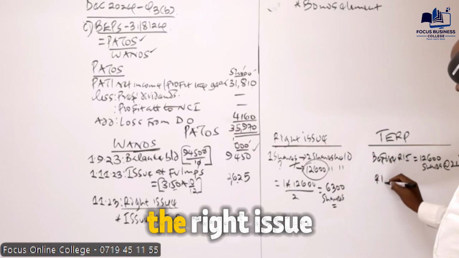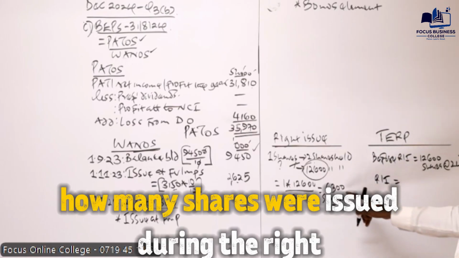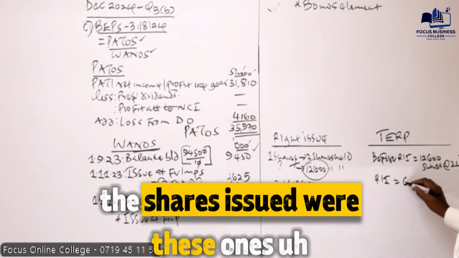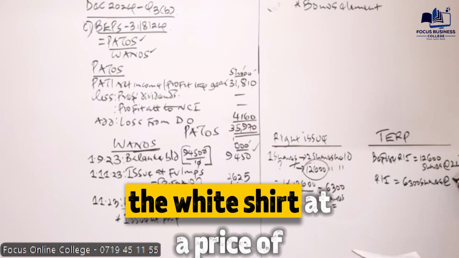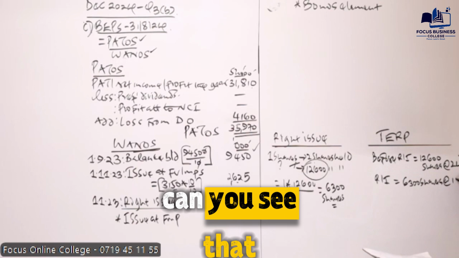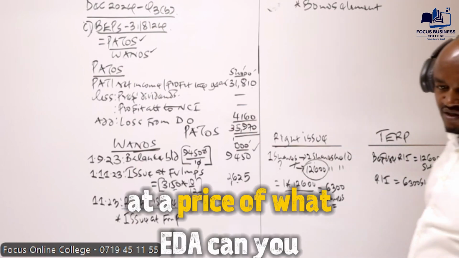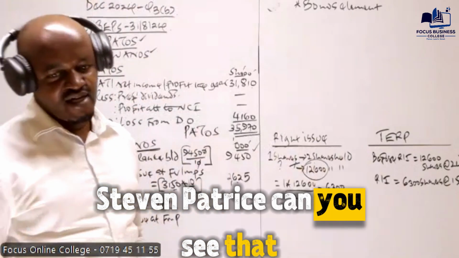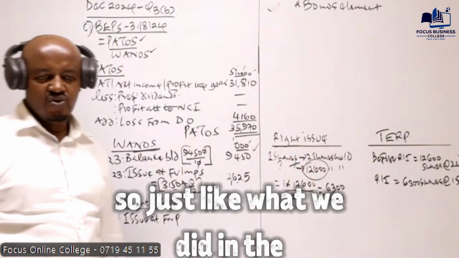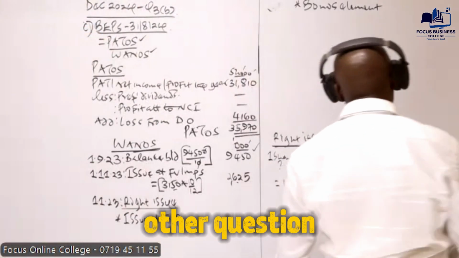Then during the rights issue, how many shares were issued? The shares issued were these ones, 63. And basically, these shares were issued at a price of 15. So just like what we did in the other question, we will do the same.